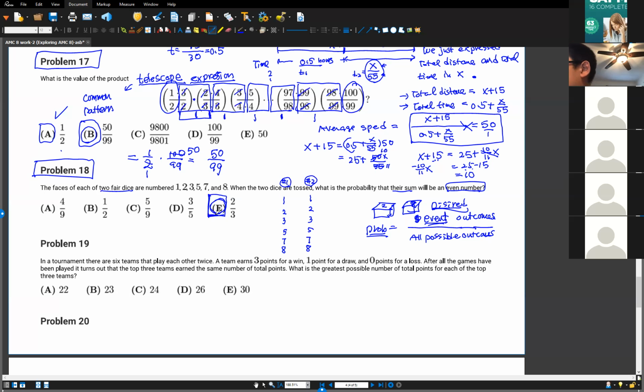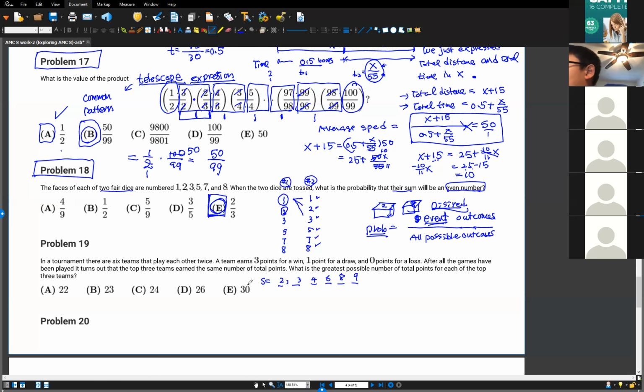So how many outcomes are there? How many outcomes do you think are out there? First one, this one, the other one. 1 plus 1, 1 plus 2, 1 plus 3, 1 plus 5, 1 plus 7, 1 plus 8. Each number has 6 outcomes, right? Outcomes are the sums of two numbers: 1 plus 1 is 2, 1 plus 2 is 3, 1 plus 3 is 4, 1 plus 5 is 6, 1 plus 7 is 8, 1 plus 8 is 9. So these are the sums with the number 1: 1, 2, 3, 4, 5, 6.